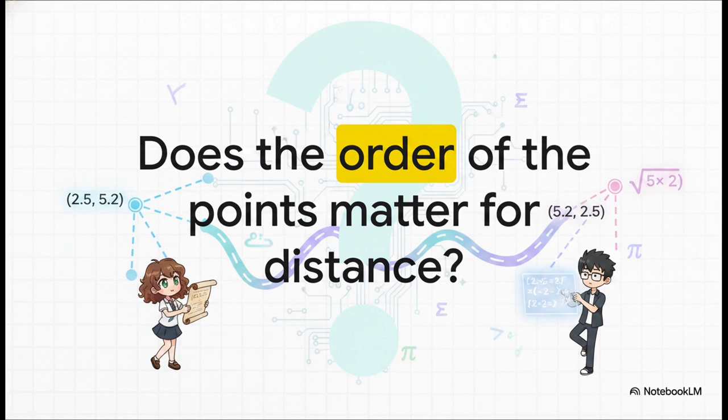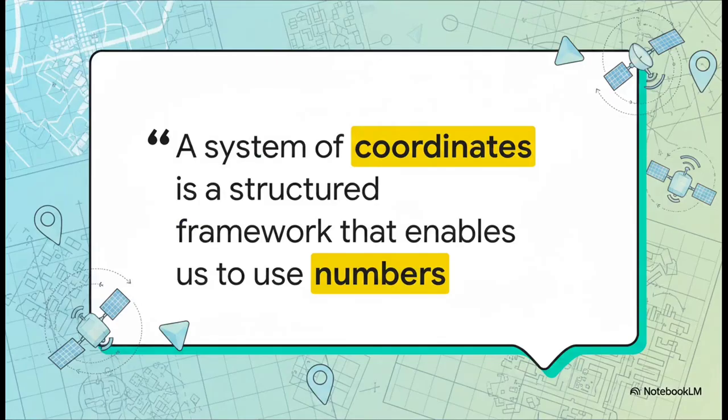We all know that point 2, 5 is in a very different location from point 5, 2 on the grid. But if you plug those coordinates into the distance formula completely backwards, does it break the math? Like, does order actually matter for distance? The answer is a resounding no. And here's why. Because we square the differences in the distance formula, any negative signs completely vanish. That means the order of the points literally doesn't matter at all for finding the final distance.